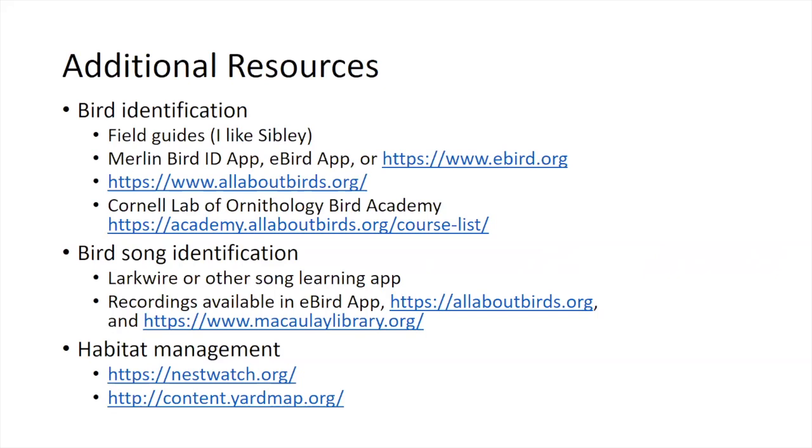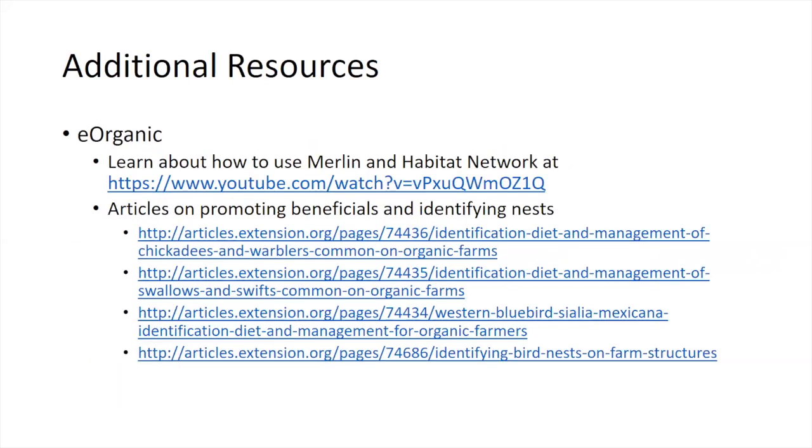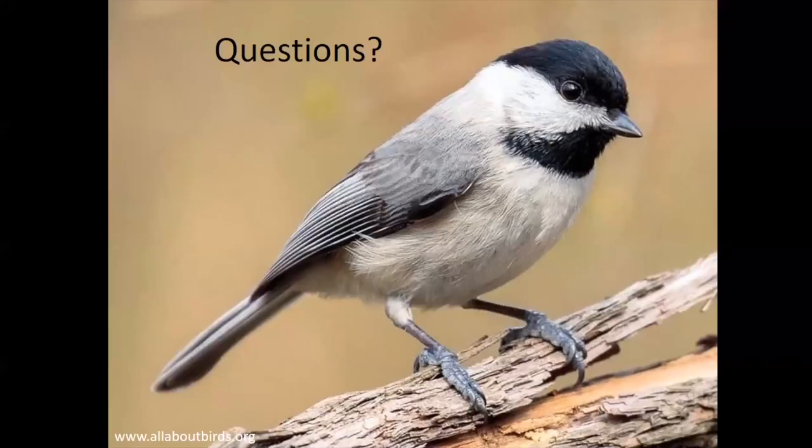And if you want some more habitat management tips, nestwatch.org has information on promoting nesting. Yardmap.org has information on native plants that are helpful. And we had a webinar last year about how to use Merlin and Habitat Network if you want more information on using those tools. And we've published a few articles on eOrganic about identification, diet, and management of chickadees and warblers, swallows and swifts, and western bluebird, as well as an article on how to identify nests. So with that, I think we can move on to the questions.